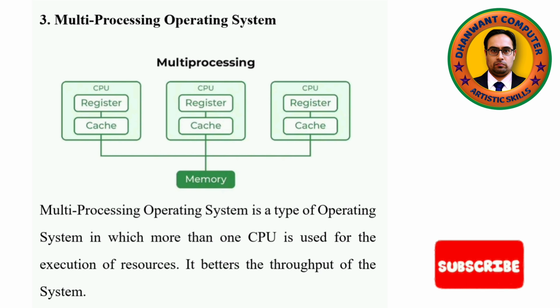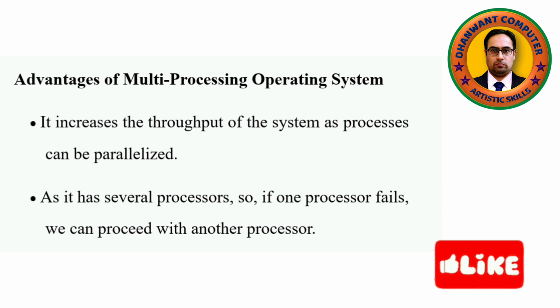3. Multiprocessing Operating System. Multiprocessing operating system is a type of operating system in which more than one CPU is used for the execution of resources. It betters the throughput of the system. Advantages of multiprocessing operating system. It increases the throughput of the system as processes can be parallelized. As it has several processors, if one processor fails, we can proceed with another processor.